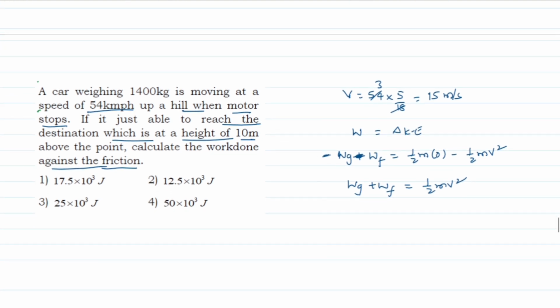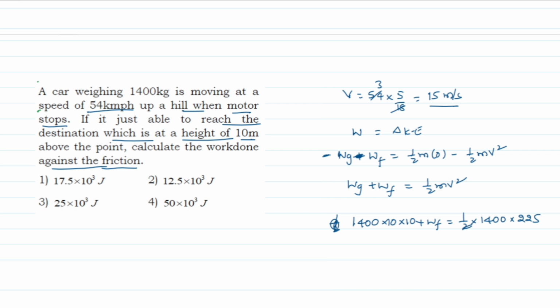Work done by the gravitational force is mgh. Mass is given as 1400 kg, into g value which you can take as 10, and the height it is reaching is 10 as given. Plus work done by the frictional force, you have to take half into mass 1400 into the velocity, which I have already converted as 15, squared is 225.